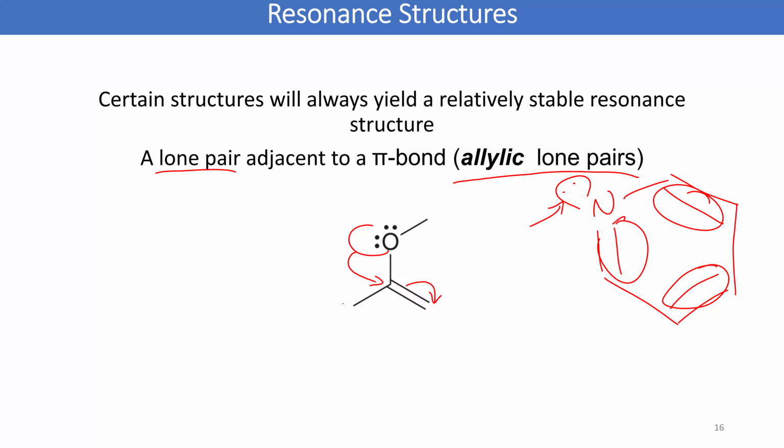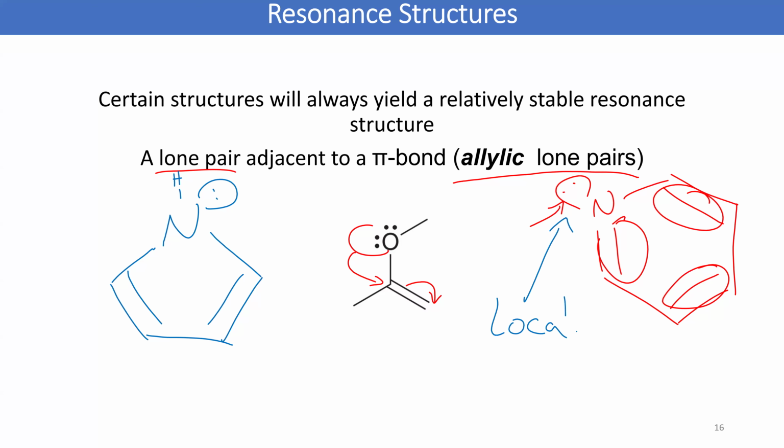And on the flip side, if we had something like this, the nitrogen has a lone pair, and now it's adjacent to a pi bond, not part of a pi bond. So this lone pair can resonate where that one can't. We'd say that this nitrogen's lone pair is localized because it's stuck in one spot. This lone pair is delocalized, because we can move it towards these other carbons and make resonance structures.